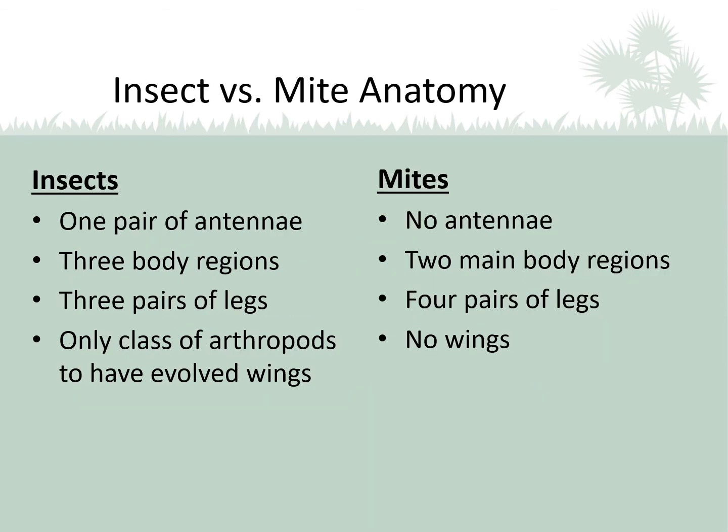So, insects versus mite anatomy. Keep in mind, insects are insects and mites are not insects, but they are arthropods. On an insect, you have 1 pair of antennae, 3 body regions, 3 pairs of legs, and they are the only class of arthropods to have evolved wings. In most cases, this means they have the ability to fly, at least most of them do. Mites have no antennae. They have only 2 main body parts, 4 pairs of legs, which means 8 legs, and no wings. Although mites can fly, they do it without wings, and we'll talk about later how they actually fly without wings.